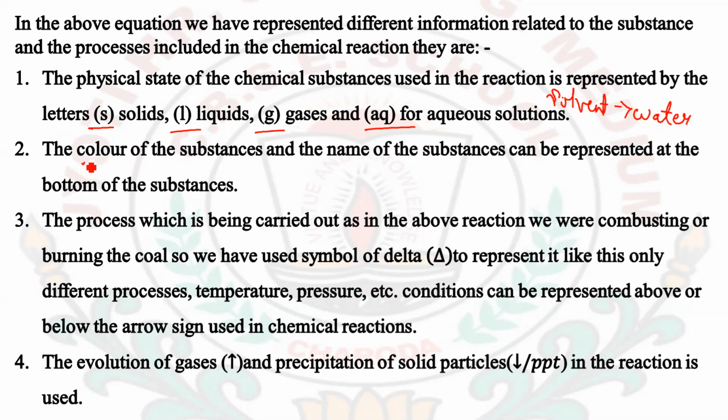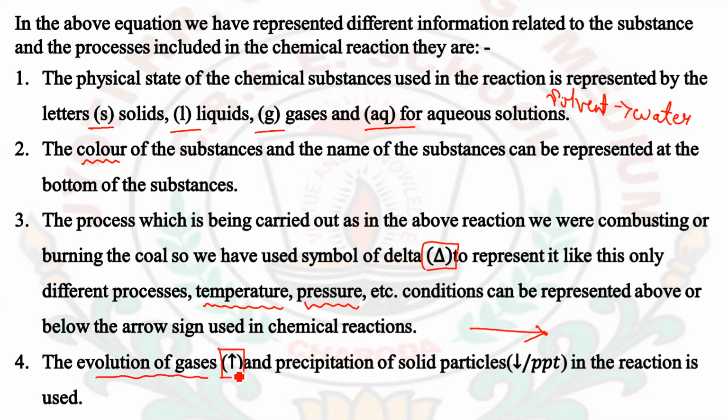Also, we can represent the color of the particular substances present in our chemical reaction. Also, we can represent the different processes used in the chemical process, such as burning. Burning can be represented by this sign delta. Also, the different conditions used in the reaction, such as temperature or pressure, or other conditions, can be represented below or above this arrow sign.